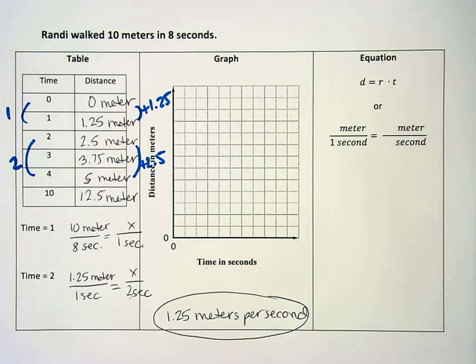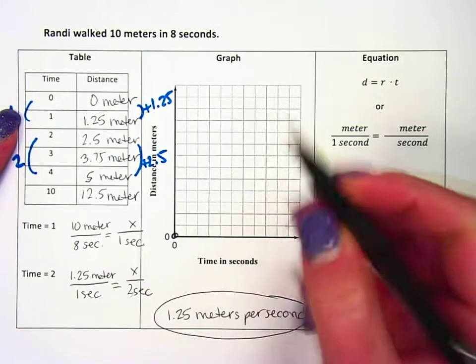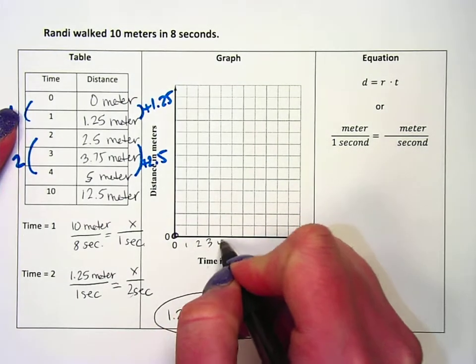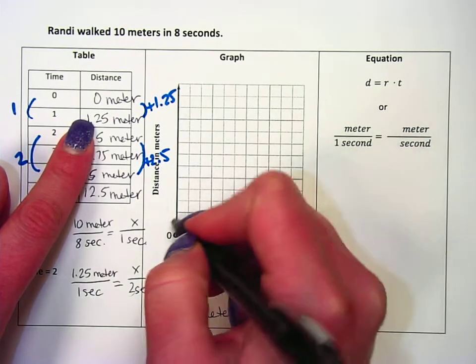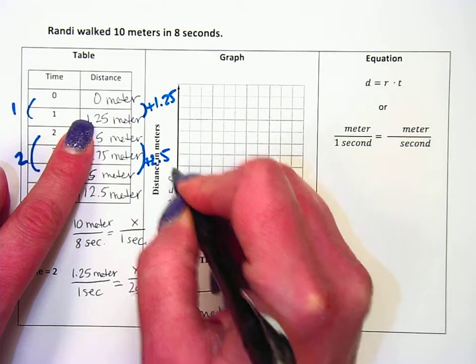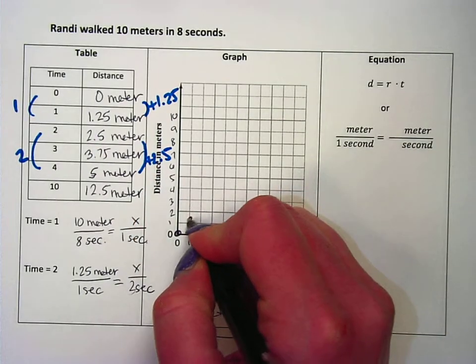Now let's go to our graph. So at 0, she's at 0. After 1 second, get a little space there, she's gone 1.25. 8, 9, 10. So it looks something like that.